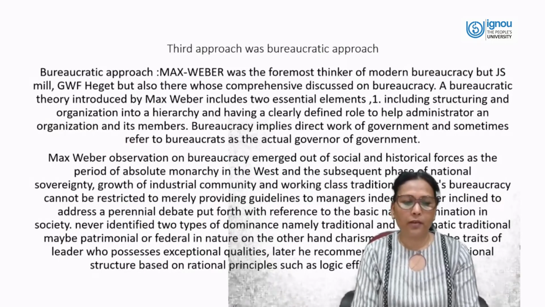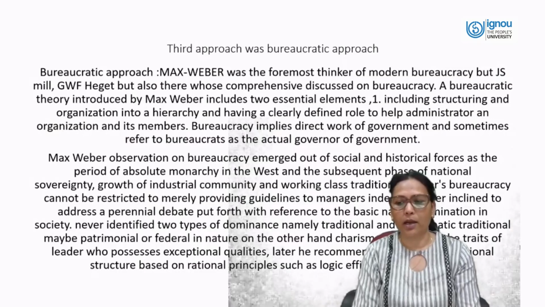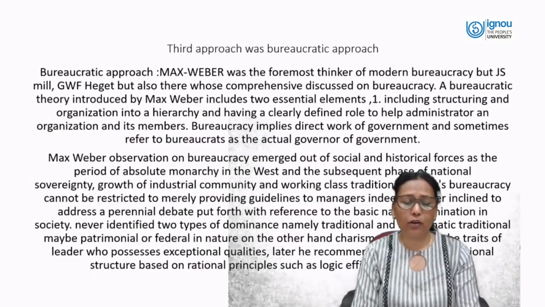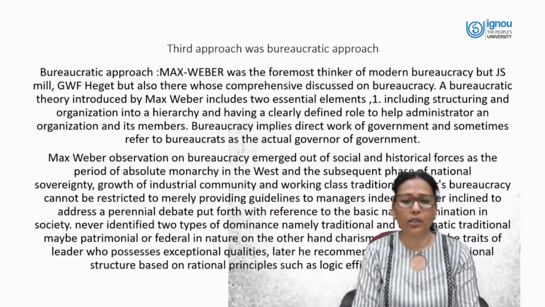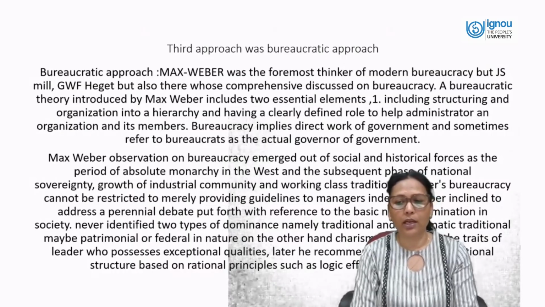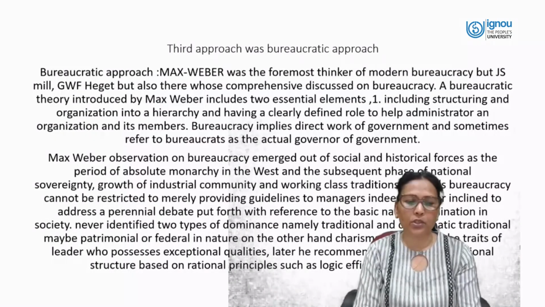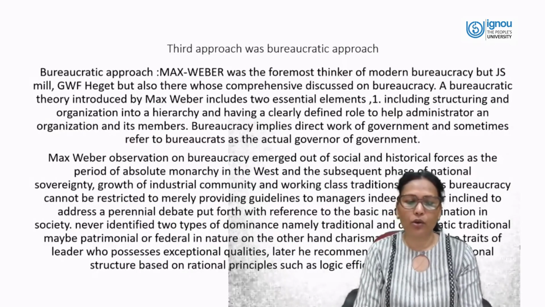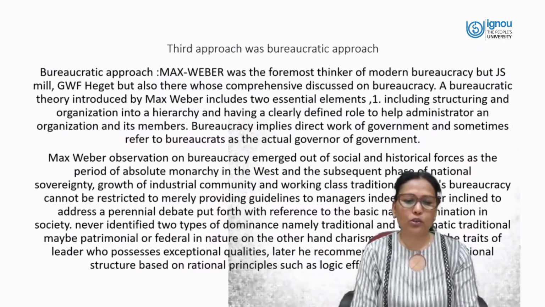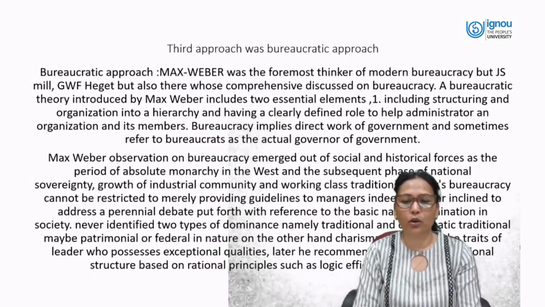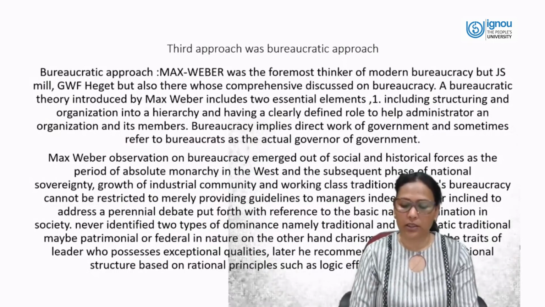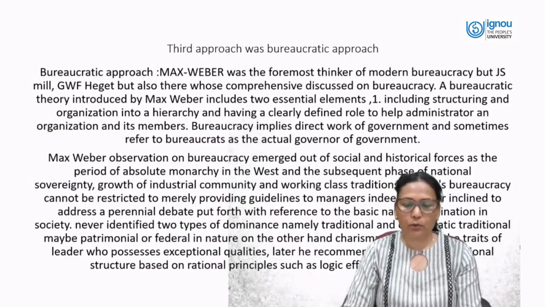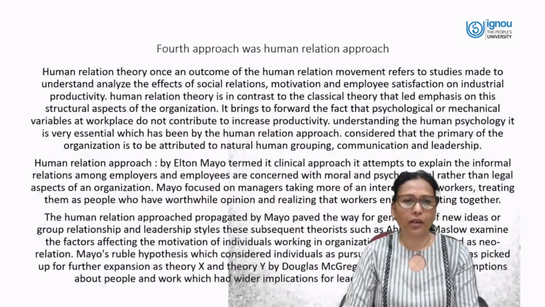society. He identified two types of dominance, namely traditional and charismatic. Tradition may be patrimonial or feudal in nature; on the other hand, charismatic indicates the traits of a leader who possesses exceptional qualities. Later, he recommended a new organizational structure based on rational principles such as logic, efficiency, and reason. This was the bureaucratic approach.